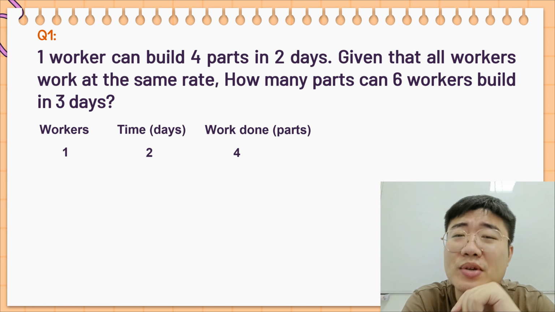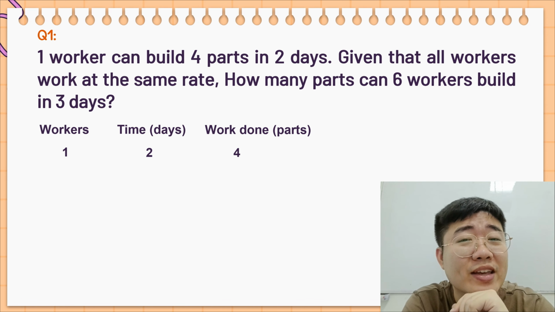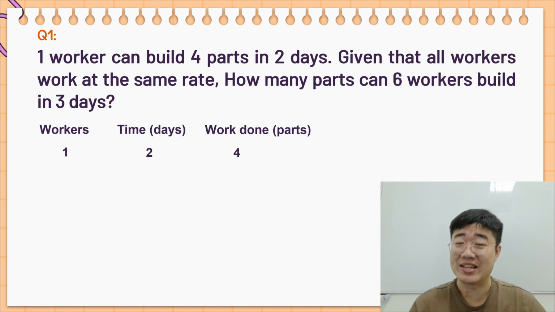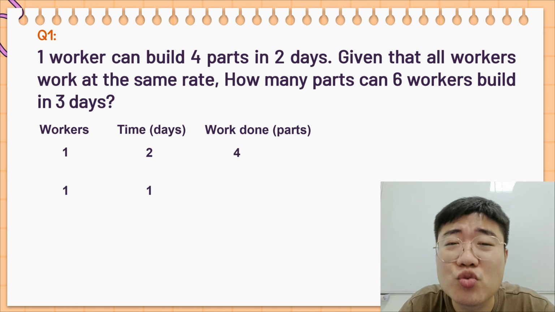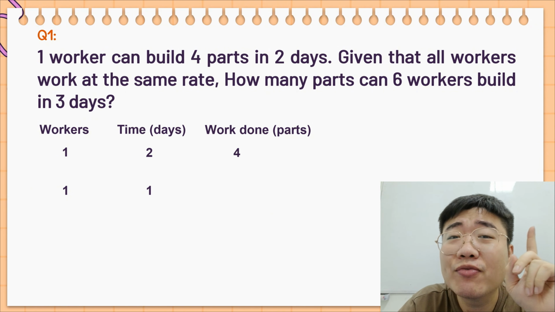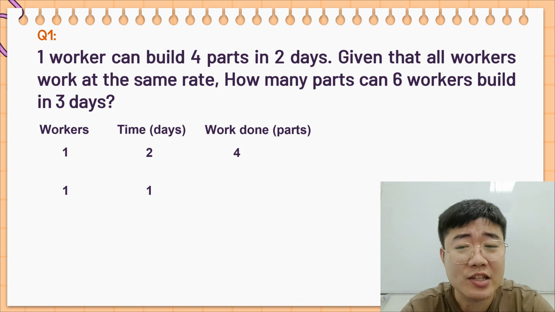Let me ask you this question. How about one worker, 1 day, how many parts can they finish? Oh, you can notice that this is quite simple. Because now if it's one worker 1 day, you see from 2 days to 1 day, that's half the time before. So the number of days divided by 2.